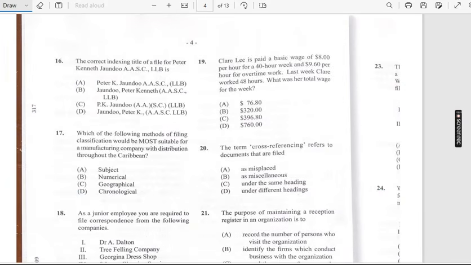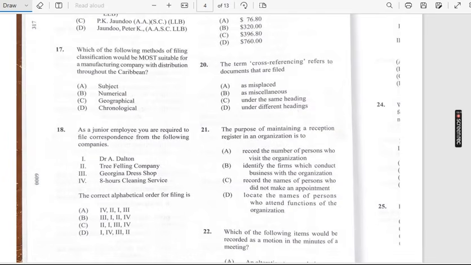Number 16. It says the correct indexing title filed for Peter Kenneth Juan Doe ASSC LLBT. Alright, so how did you do on this filing? Perhaps on this file index. Alright, so first things first, we'd have to do this first, Juan Doe. Then we have Peter. Yeah, so it's Peter Kenneth. The answer for this one would be B, guys. Alright, I'm going with this one.